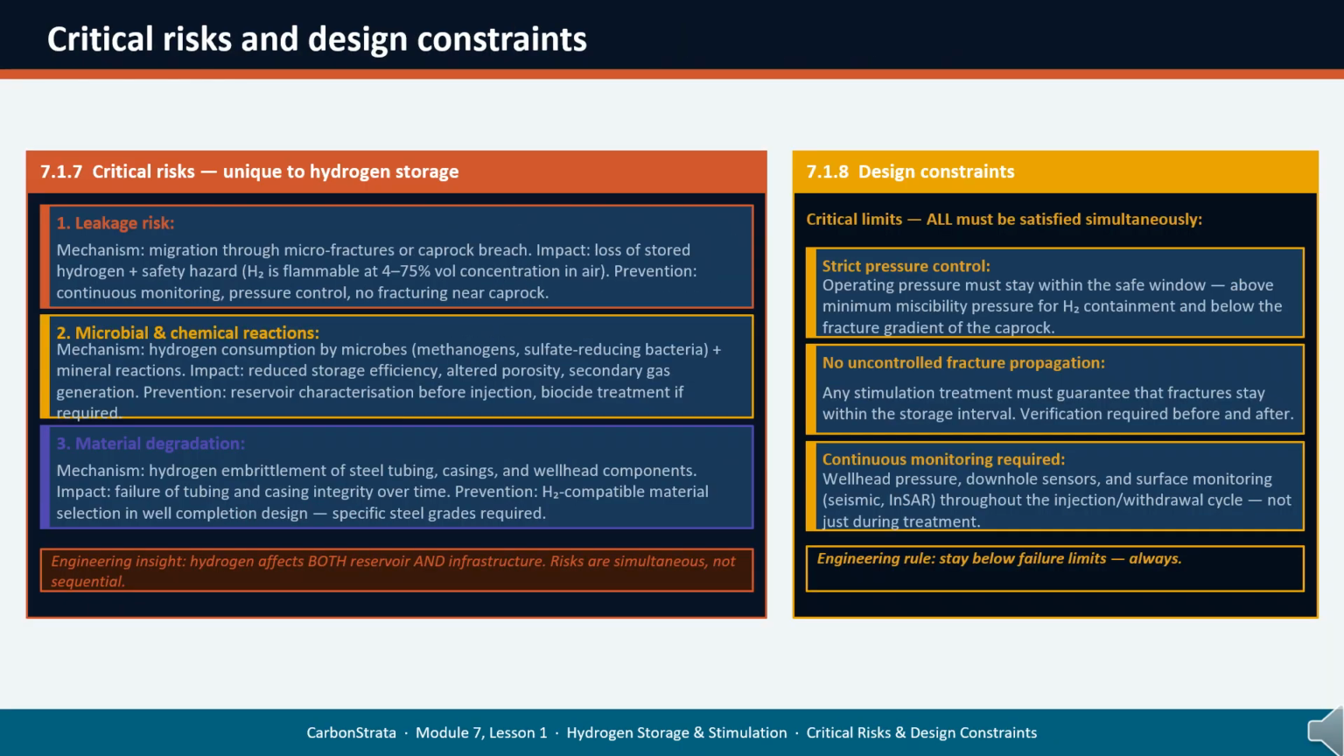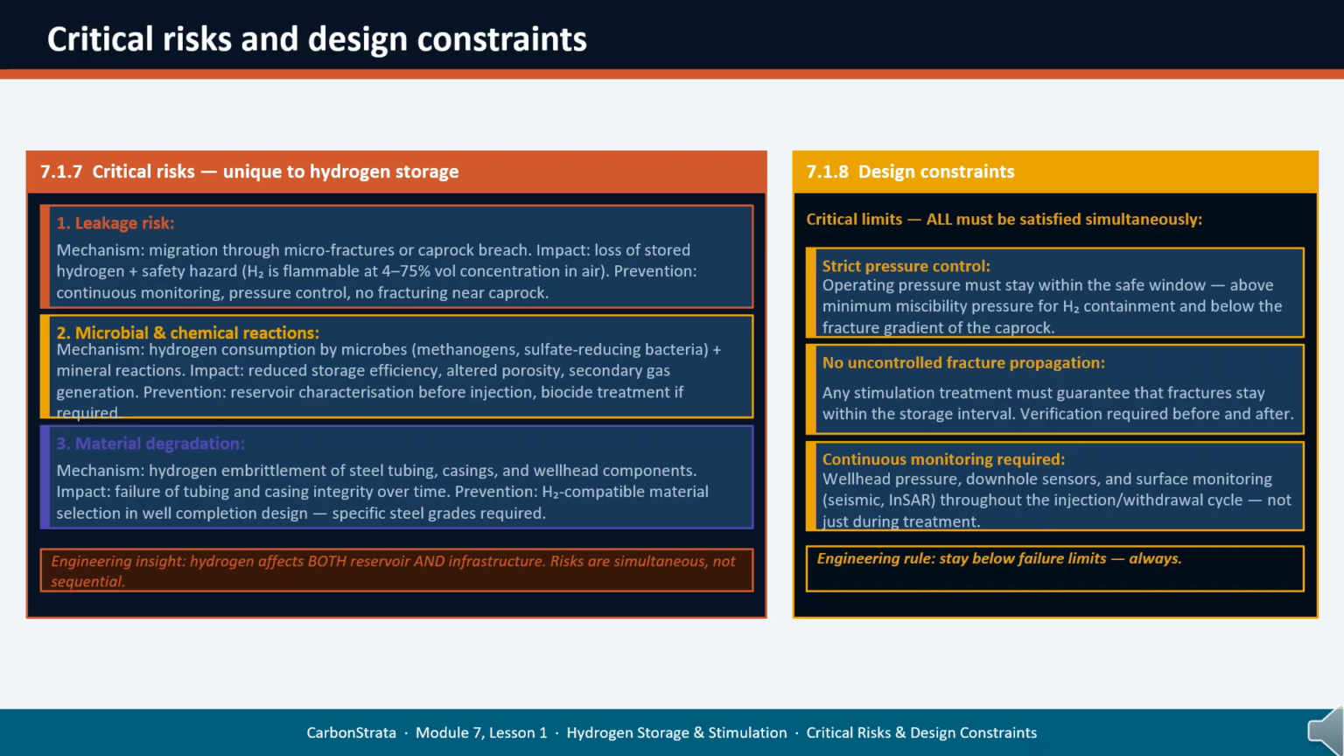Hydrogen storage is not exposed to a single risk. Multiple risks act at the same time. The first risk is leakage. Hydrogen can migrate through microfractures and weak zones in the seal. This leads to loss of stored hydrogen and potential safety exposure. There is an important extension to this. Leakage is not only structural. Hydrogen can also escape through diffusion, even when there is no visible damage.